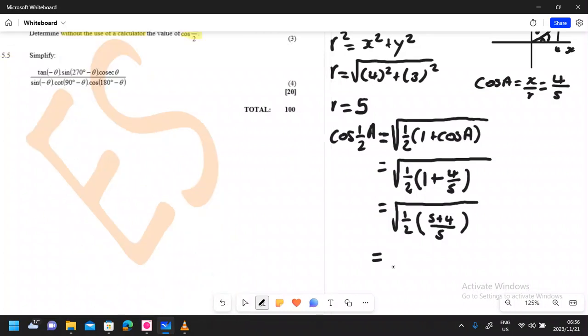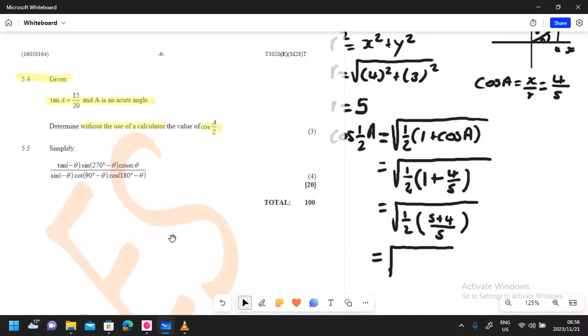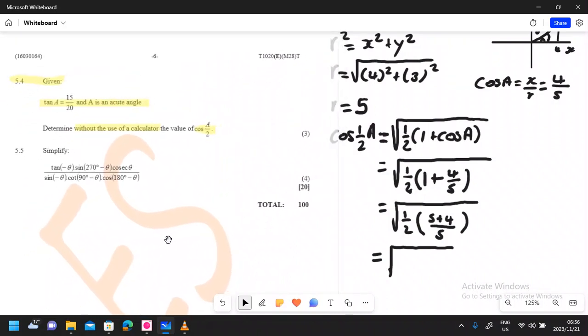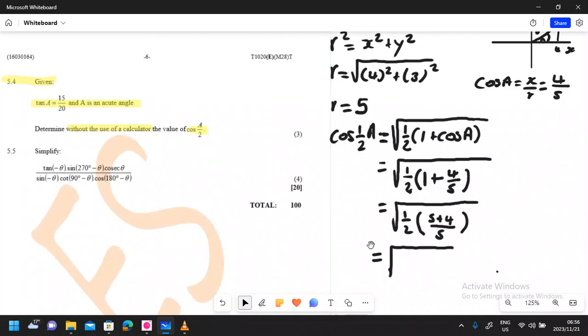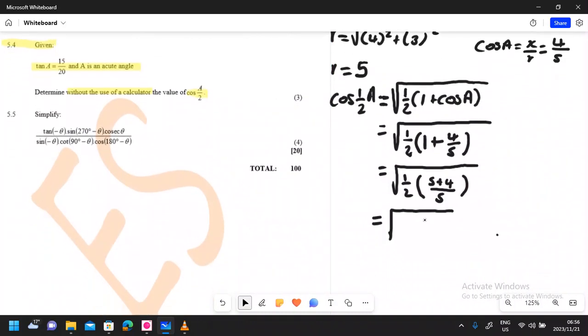Okay, let's create more space. We have enough space on this app, so we cannot be stingy with space, guys. All right, let's create space. There we go.